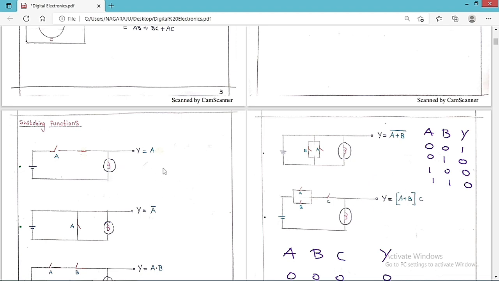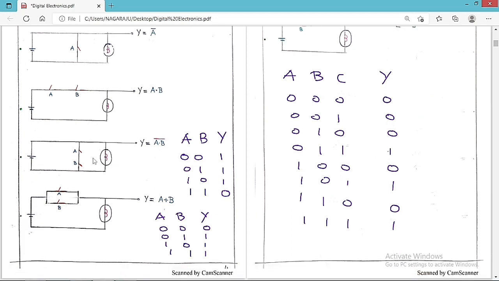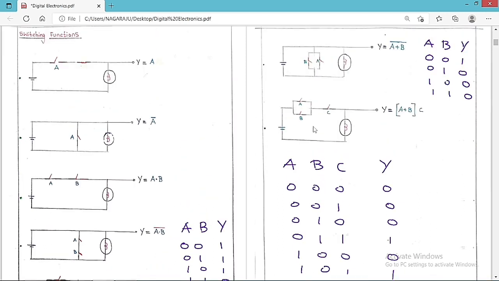So these are the different equations that we are going to get for different circuit diagrams. Whenever the switch is in series with respect to the bulb, Y is equal to A. If it's parallel, it is the complement, Y is equal to A bar. If both are in series with respect to the bulb, Y is equal to A dot B. If they are in series but parallel with respect to the bulb, Y is equal to (A dot B) whole bar. If they are in parallel, Y is equal to A or B. But if they are in parallel with respect to the bulb, Y is equal to (A or B) whole bar. Again, this is a series combination with respect to the bulb. This is parallel and this is series, overall series, so (A or B) dot C.